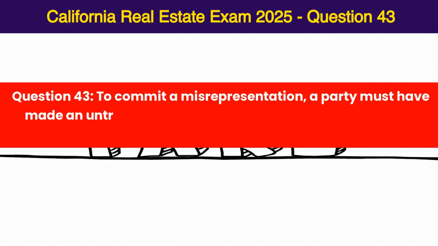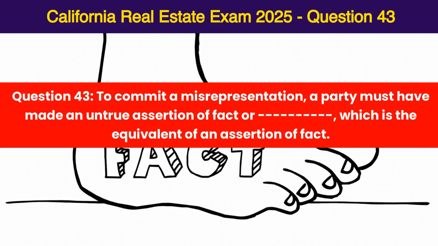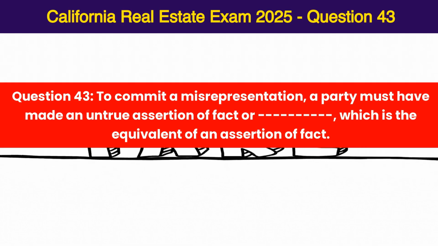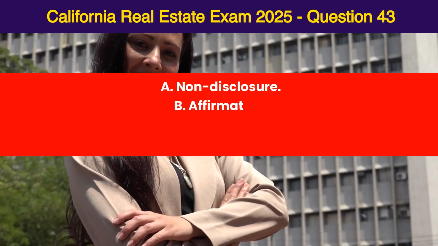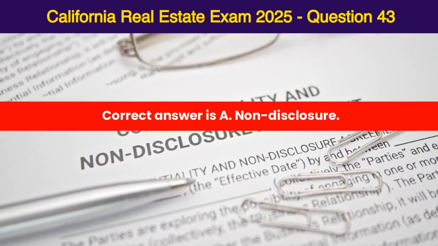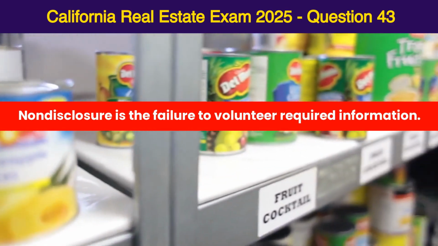Question 43. To commit a misrepresentation, a party must have made an untrue assertion of fact, or made something which is the equivalent of an assertion of fact. A. Non-disclosure, B. Affirmation, C. Declaration, D. Educated prediction. Correct answer is A. Non-disclosure.